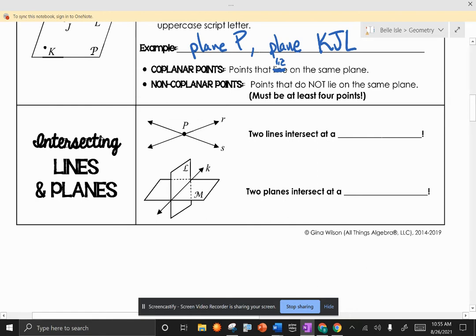Intersecting lines and planes. Okay. Two lines intersect at a point. Let's transition away from saying dot, because we're not working with polka dots. We're working with points. Could you put intersection? Is that what you're asking? I mean, technically, you're not wrong. Is it a conjunction junction or an intersection point? That's a pick your flavor. Okay, two planes intersect at a line.